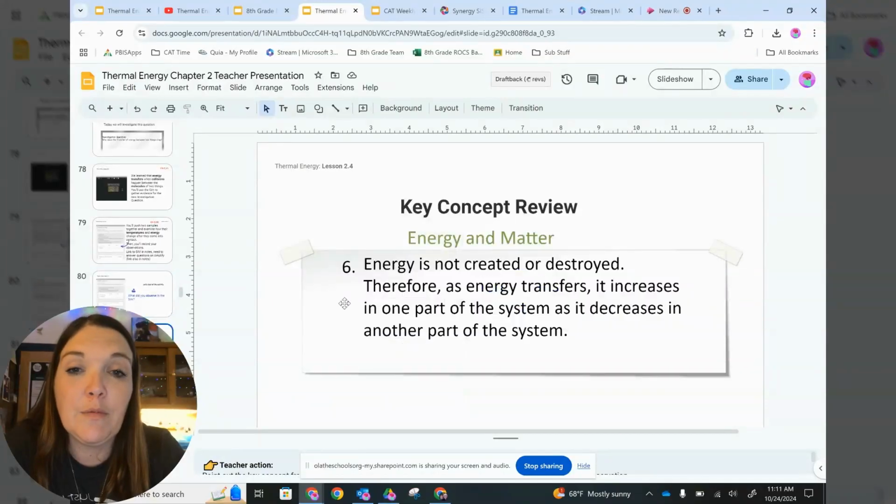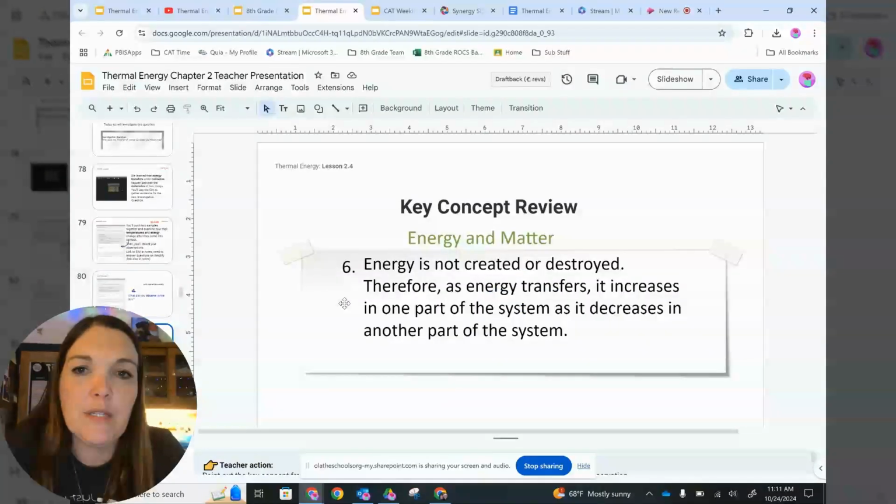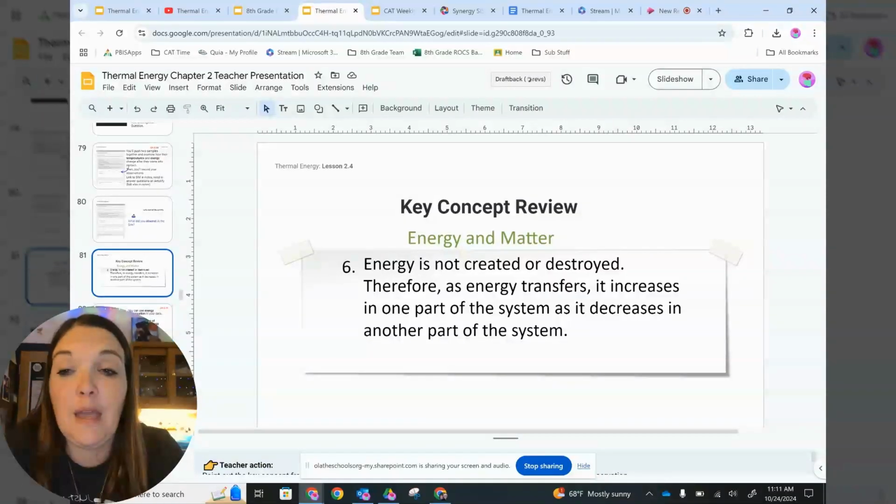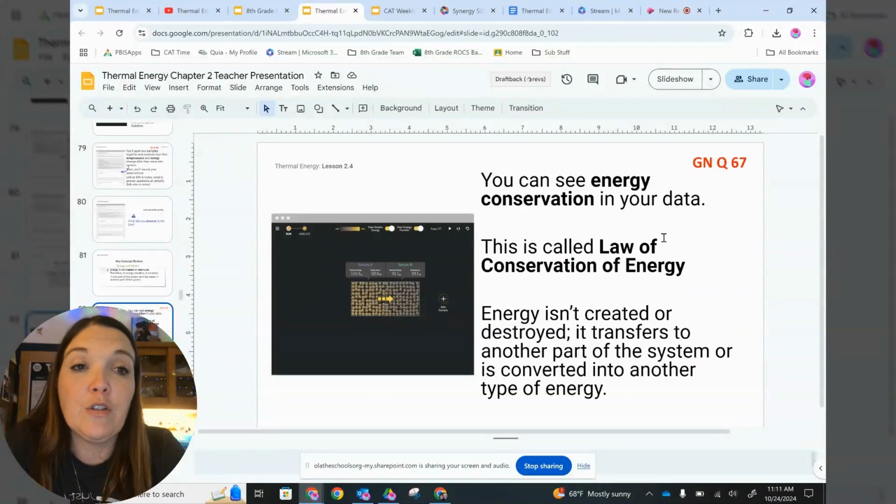Here's a key concept review. This was key concept number 6. Energy is not created or destroyed. Therefore, as energy transfers, it increases in one part of the system as it decreases in another part of the system. So, guided notes question 67.